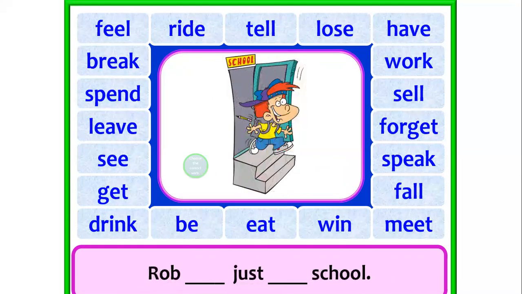Very good. Rob just school. You can see that Rob here is a student who's leaving school. So Rob has just, what is the past participle of leave? It's left. Rob has just left school.